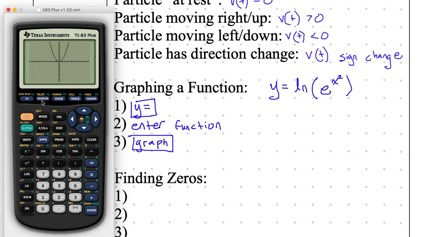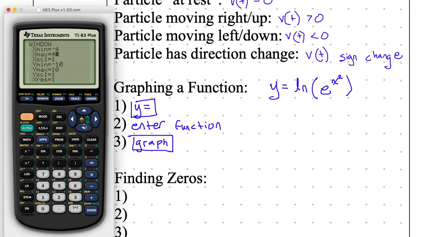This is super key. Let's all hit the window button. On the window, let's change our x min to -4 and our x max to 4. And by the way, the negative button is to the left of the enter sign. It is not above the plus sign. That is a minus. Minus and negative are different on this calculator. So do -4 to 4.